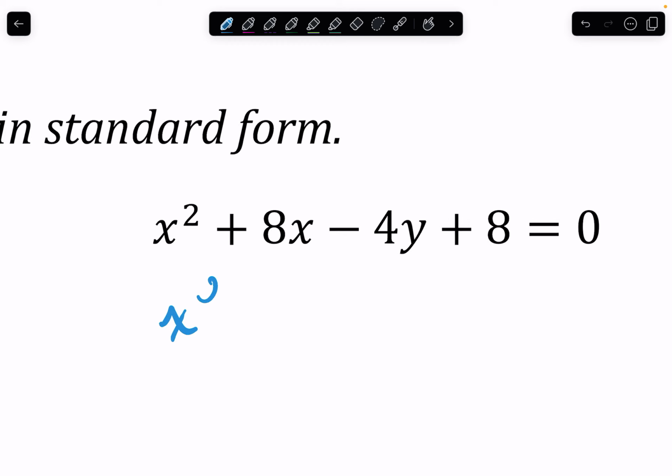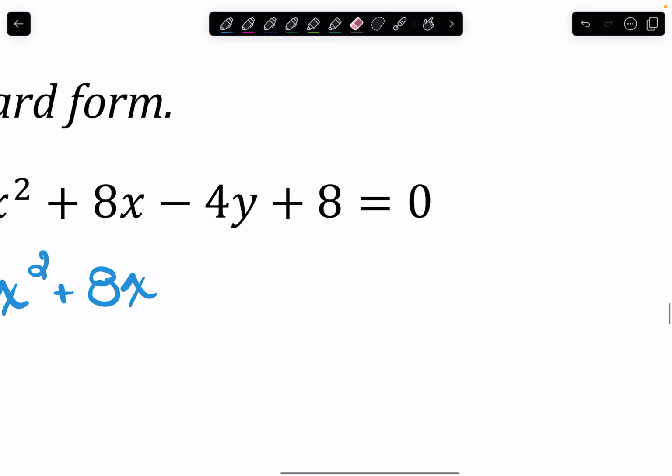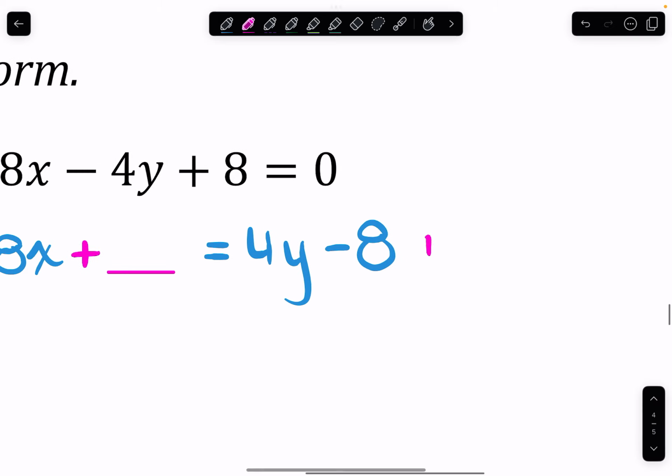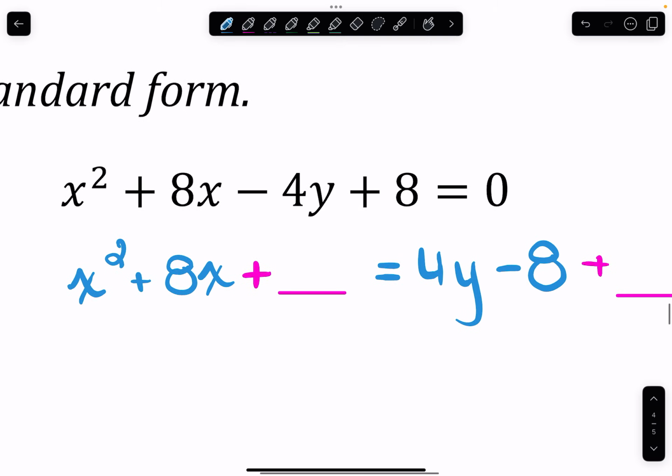So I've got the x squared plus 8x. I'm going to leave some room to complete the square. We're going to add 4y to both sides, and we're going to subtract 8 from both sides. All right, now I've got my plus blank and my plus blank. Remember, we've got to add something to both sides. Nothing's attached to the x squared, so we don't have to worry about factoring anything off in this case.